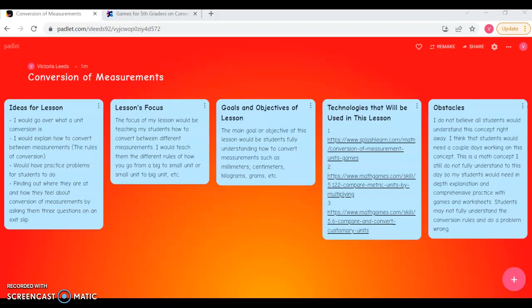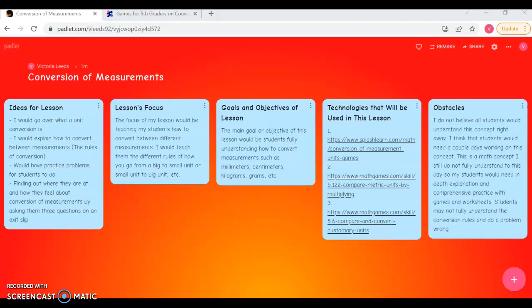up on the conversion rules, like knowing if the unit measures are bigger or smaller than each other, like knowing that millimeters are smaller than centimeters, and also knowing whether to divide or multiply.